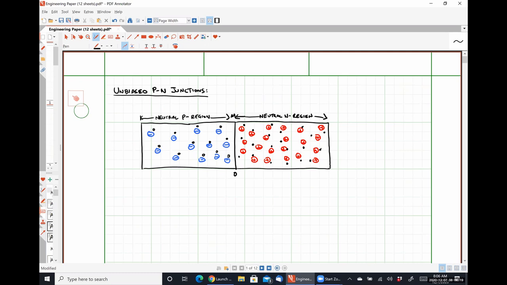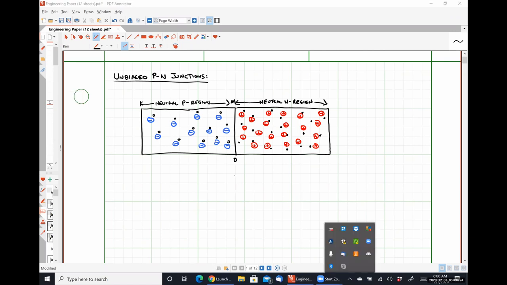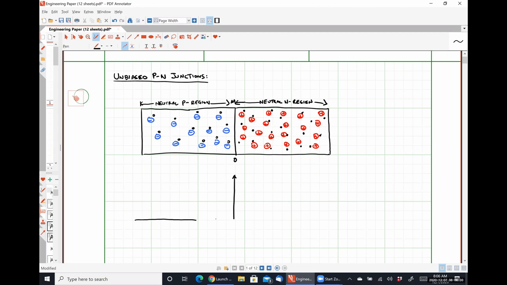If we looked at this system in terms of carrier concentrations, we would have something like this. I'm going to draw a line here representing X equals zero. The left-hand line is the edge of the crystal on the P side, and the right-hand line is the edge of the crystal on the N side.